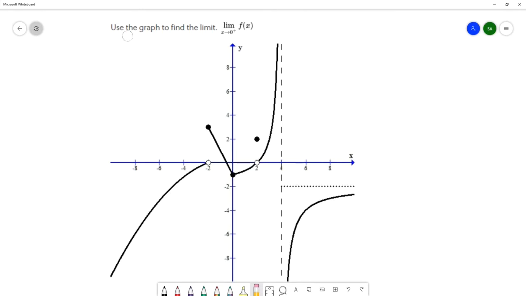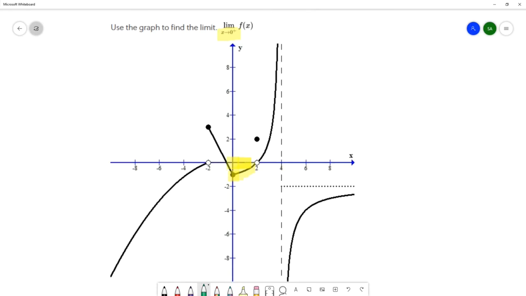On this question, we want to use the graph to find the limit as x approaches 0 from above of f of x. And this picture is our f of x. X approaches 0 from above is going to tell us which portion of the graph to use to answer this question. So we have an x value of 0 here, and the values of x that are above 0 are to the right of 0. So I'm going to use the part of this graph that's to the right.